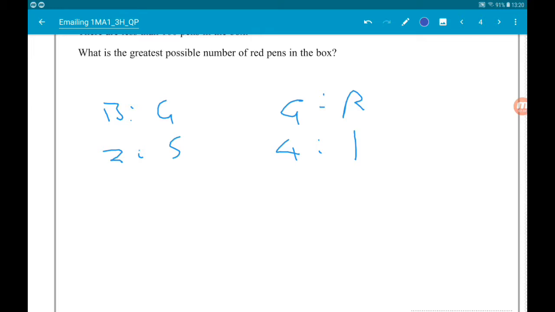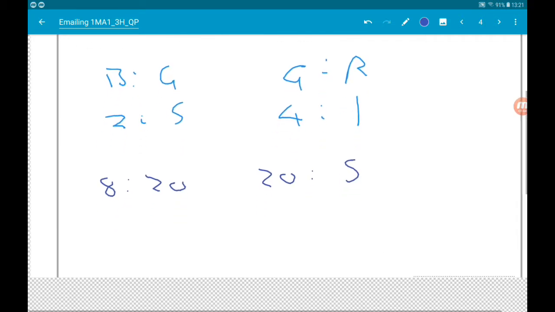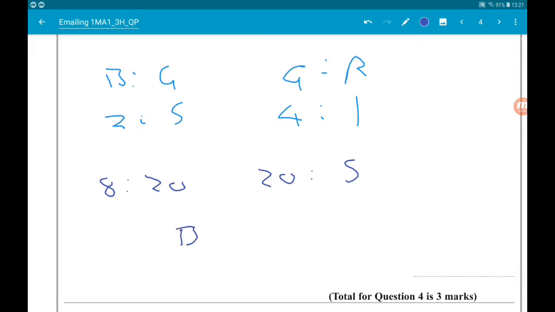So on the left we need to multiply both parts by 4. So we get 8 to 20. And on the right we need to multiply both parts by 5. So we get 20 to 5. Now, as a single ratio, blue to green to red is 8 to 20 to 5.